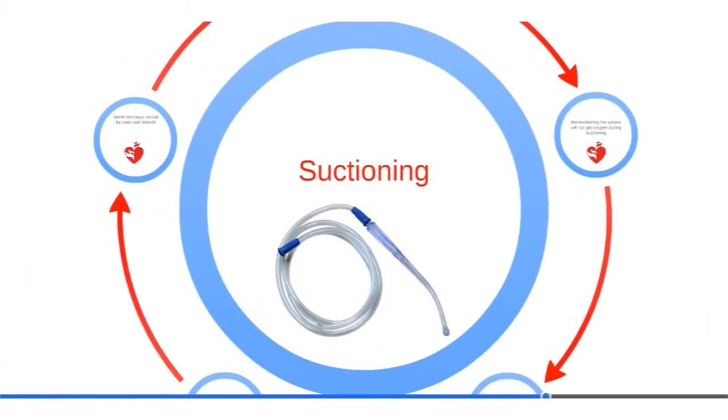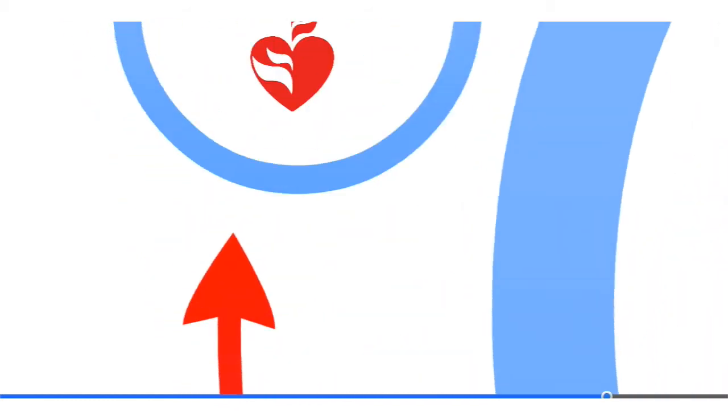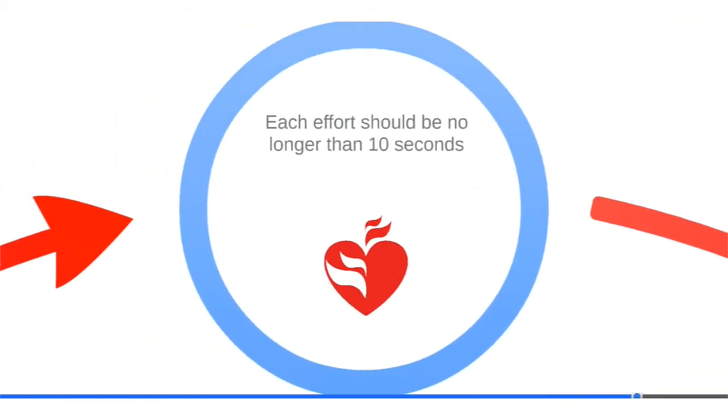Here are some tips on suctioning. Do not insert the catheter too deeply. Sterile technique should be used near bronchi. Each effort should be no longer than 10 seconds.